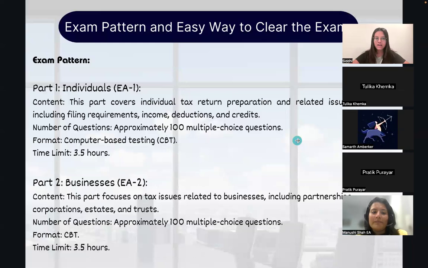So the exam pattern, now this is your main focus. We have exams in three parts: part one, part two, part three. Part one will cover totally individual taxation. The exam will be totally MCQ based. First 50 questions, then there will be a break. Once you submit those 50 questions, you cannot revisit them. After taking a 15 or 20 minute break, you can start with the next 50 questions. And it will be totally computer based, so even if you go to the exam center, it will be a totally computer-based exam.